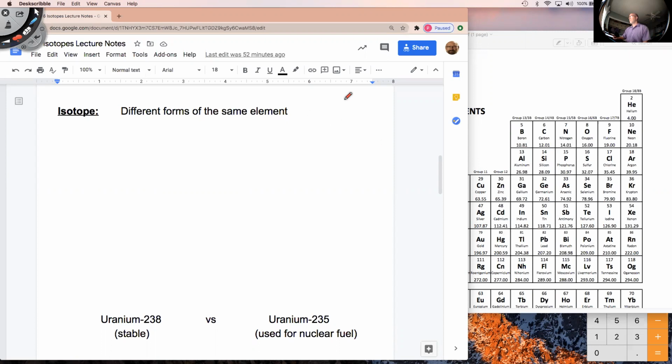Elements would be something like sulfur, S. Bromine might be an element, number 35. Something down right here, xenon, element number 54. Those are all elements, but there are different forms of these elements, which we're going to talk about right now.